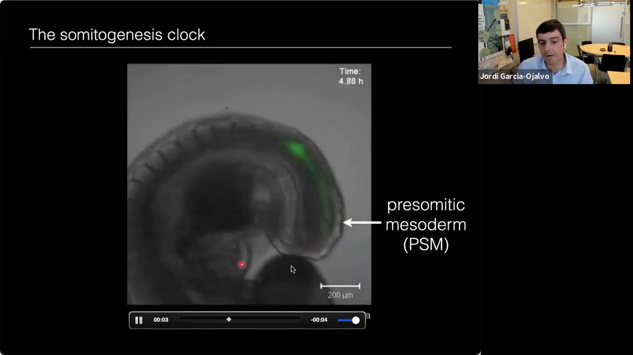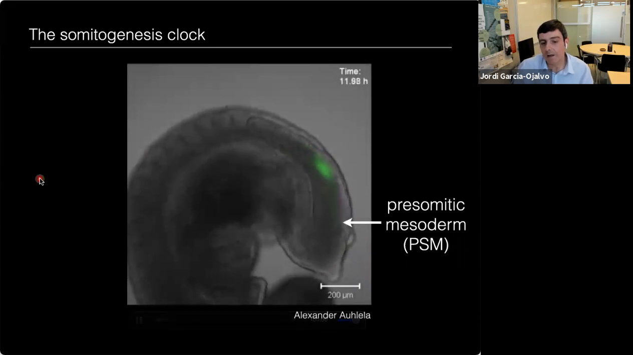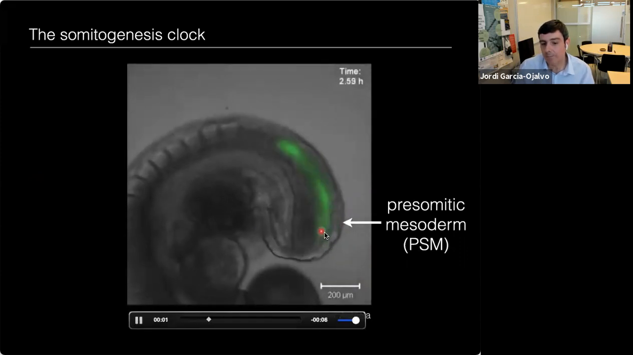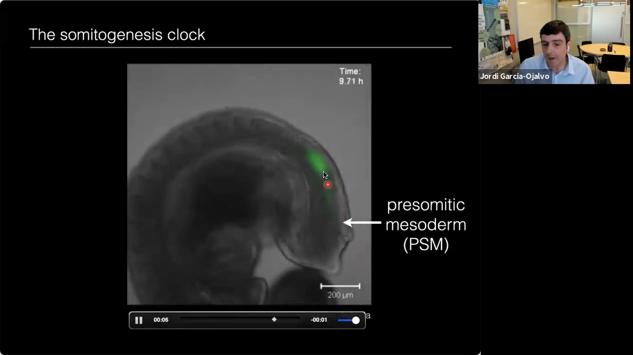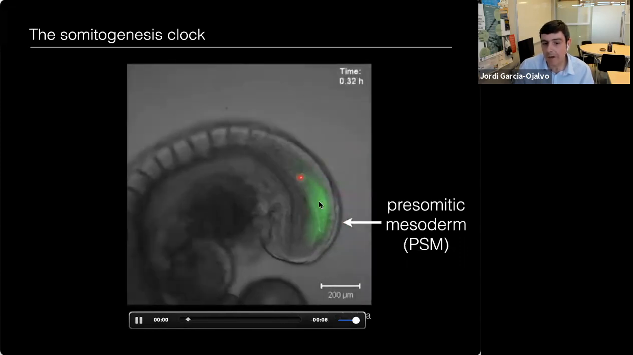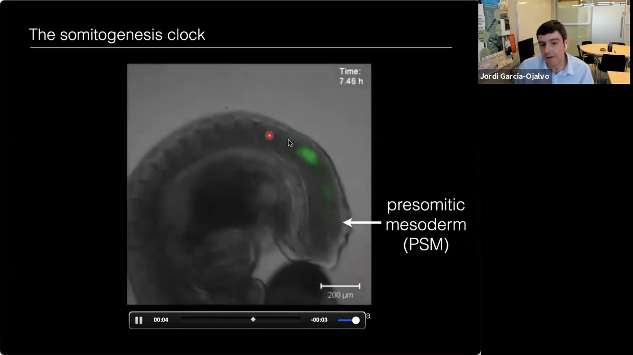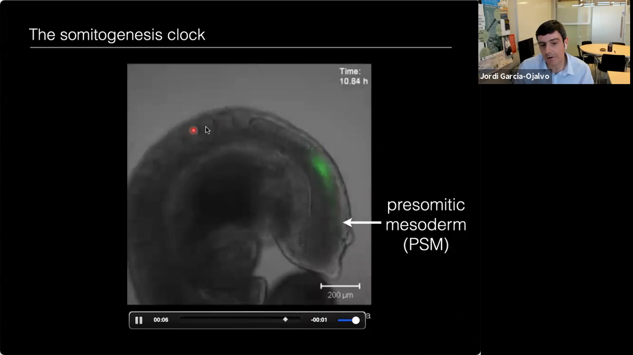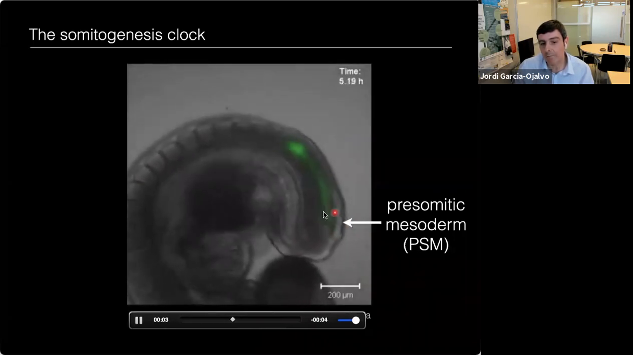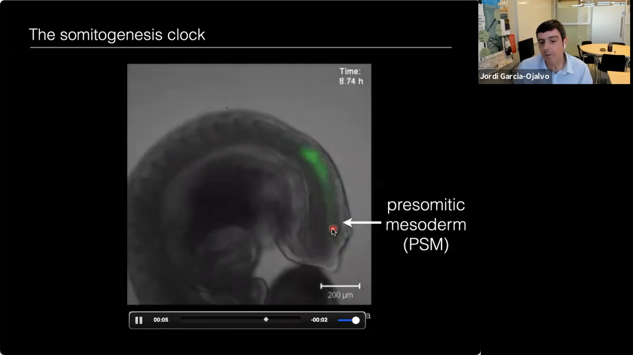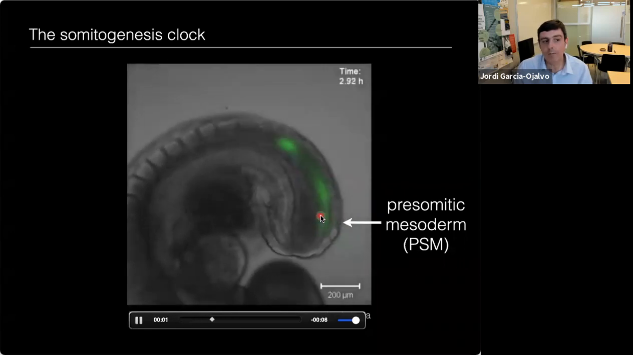By the way, this is a mouse embryo. These are experiments by the group of Alexander Aulehla. You can see that there is a clock in this presomitic mesoderm, in this part of the embryo. This produces periodic waves, and these periodic waves propagate. They freeze eventually, and this is what produces the segments. So you see here the spatial periodicity, and this spatial periodicity is produced from this temporal periodicity.